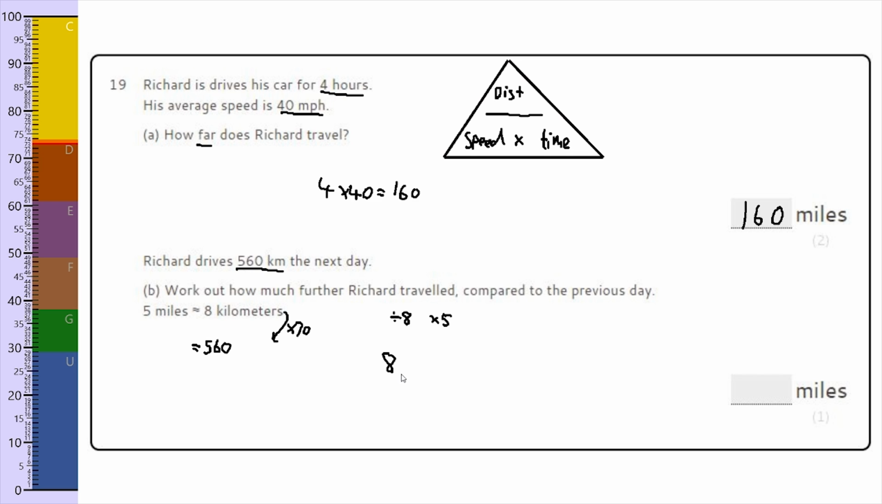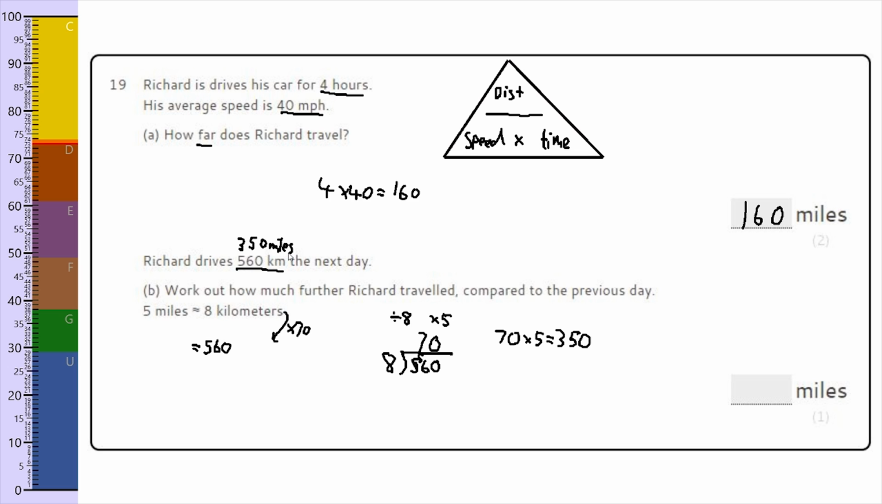So 8 on the outside, 560 on the inside of the bus stop. 8s into 5 don't go, so that makes 56. 8s into 56 goes 7. 8 into 0 goes 0. So that would be 70. And then 70 times 5 will equal, so let's do 70 times 5. Now I can do this without the grid, because it's 7 times 5, which is 35. So 70 times 5 would be 350.